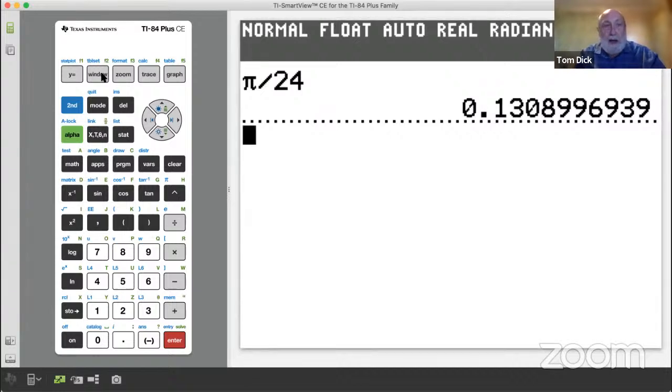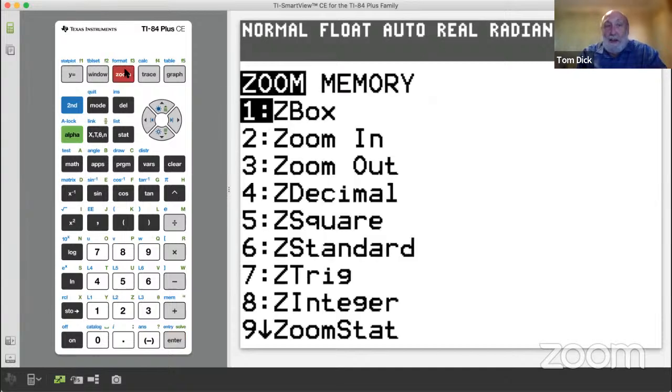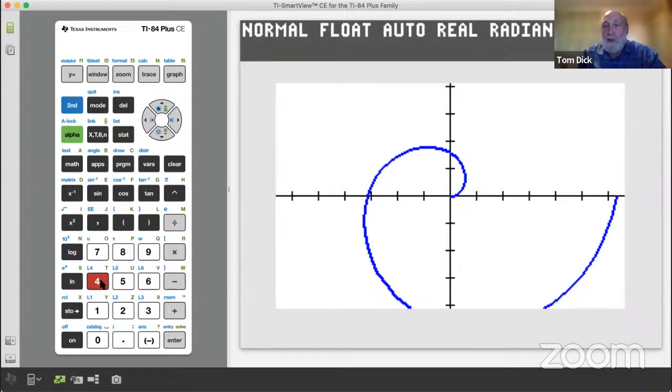Just for grins, why don't we go ahead and graph this function? It's a weird function. I think Steve may look at it a little later too. This R is just equal to theta. I'm going to hit a zoom decimal window and see what we get. Oh, interesting. It's a spiral.